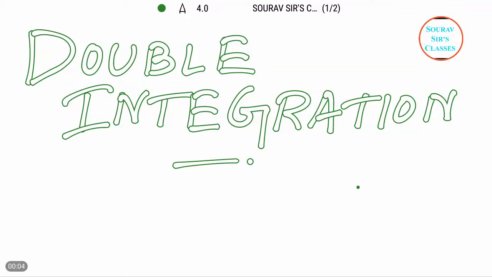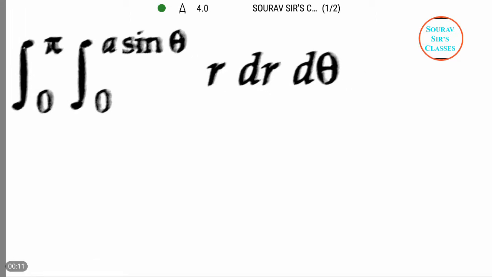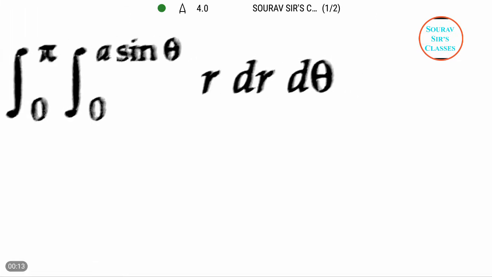Today our topic is double integration, and here some questions are given. Here is our first question, and we will have to solve these questions with the help of the application of double integration. Okay, so here is our first question, and the question is integration 0 to pi of integration 0 to a sine theta r dr d theta. So, we will have to solve this.